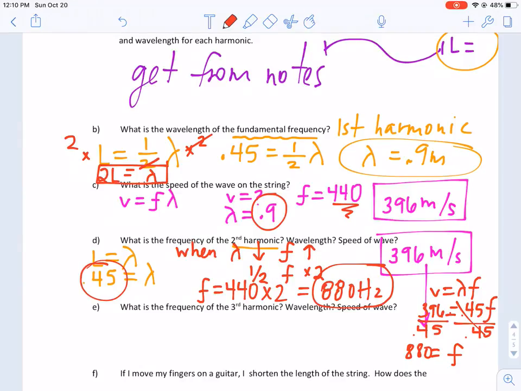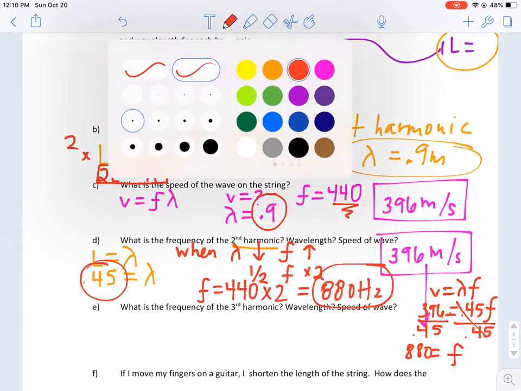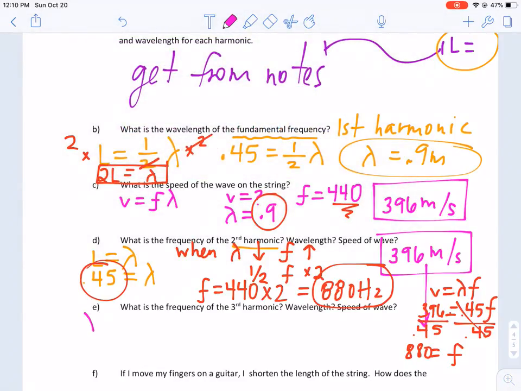Now we think about the third harmonic. Use those same equations and relationships. Your answer that you get should give you a wavelength of 0.3, should give you a frequency of 1320. Think about that, 440, 880, just receiving another 440. Or you can add them all up in the formulas. Velocity 396.